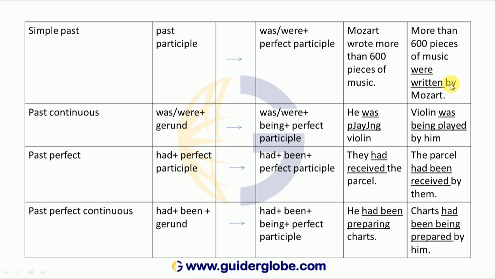Before by, you write written. That is V3, you have written. Now what do I have to do? I have to put a verb. That is called an auxiliary verb. What auxiliary verb do I have to put? Is, was, am. This is a past tense. It is not singular because it is 600 pieces, so I should not put was. Hence I have to write were, written by Mozart. This is for simple past tense.